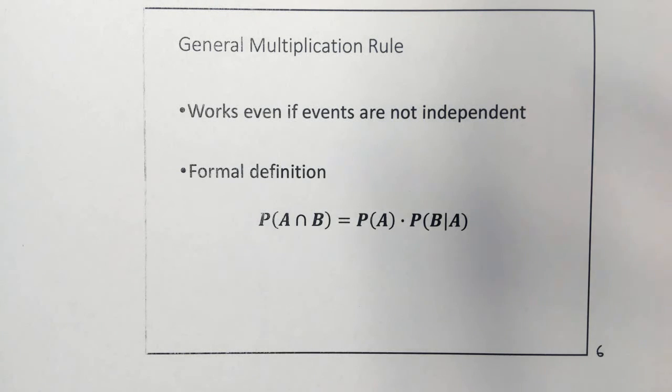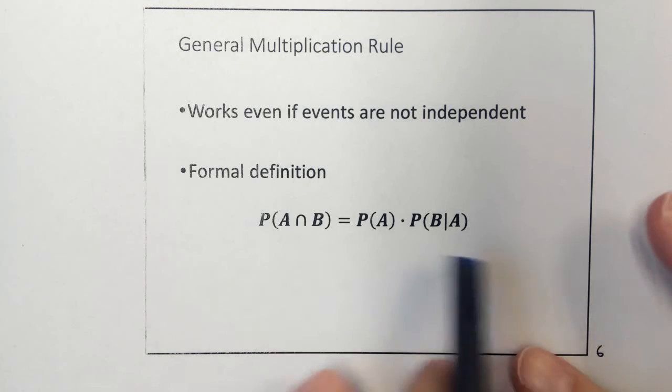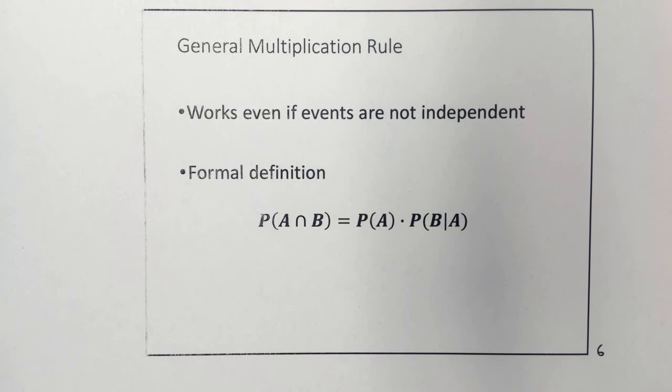So that brings us to a new multiplication rule, which is the general multiplication rule. General because it works even when things are independent, but it also works when things are not independent. So it works all the time. So we like the general one. The formal definition is a bunch of gobbledygook symbols, so let's see if we can't make some sense of it.